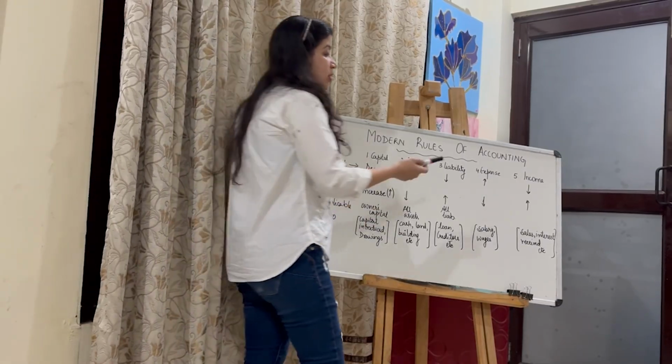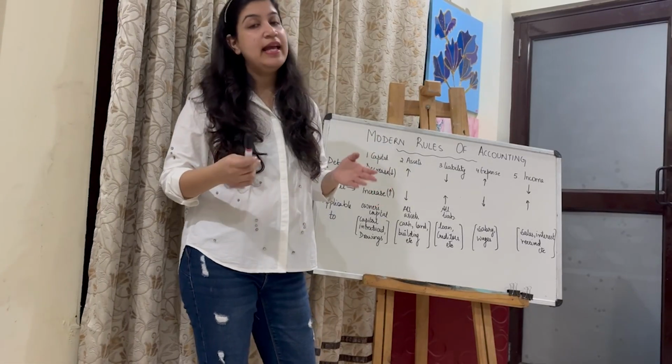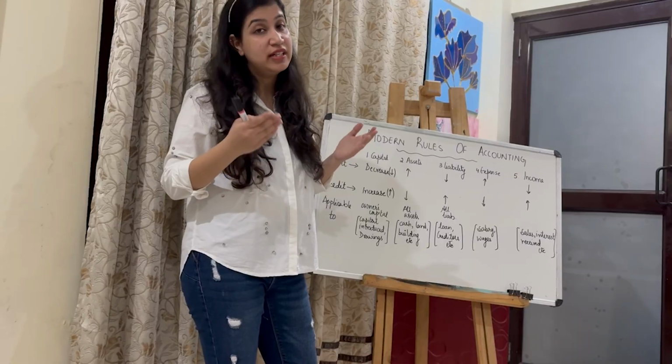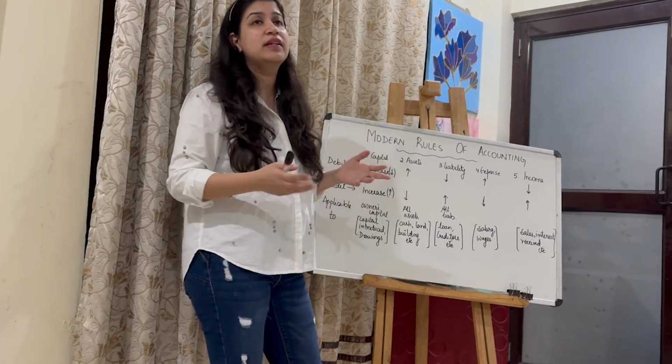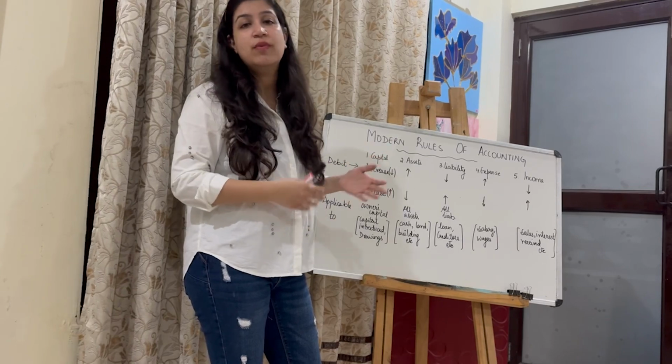Similarly, income. If there is a decrease in income, it will be debited. If there is an increase in income, it will be credited. For example, sales. When we make sales, income is generated, so our income is increasing. So we write sales account, and that is the reason why we are doing it.